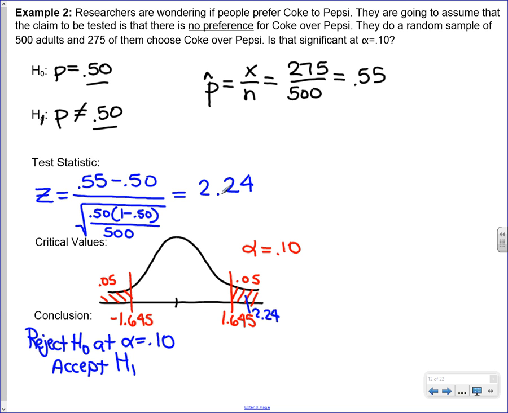We see where the 2.24 falls. It falls in this red area, right? So it's in the rejection region. So that means we would reject the null hypothesis at alpha equal 0.10, okay, because that's our alpha level, and accept the alternative hypothesis. So what does that mean? Well, it means based on our sample, it looks like there is a significant difference in those who prefer Coke over Pepsi in this example we had, okay?